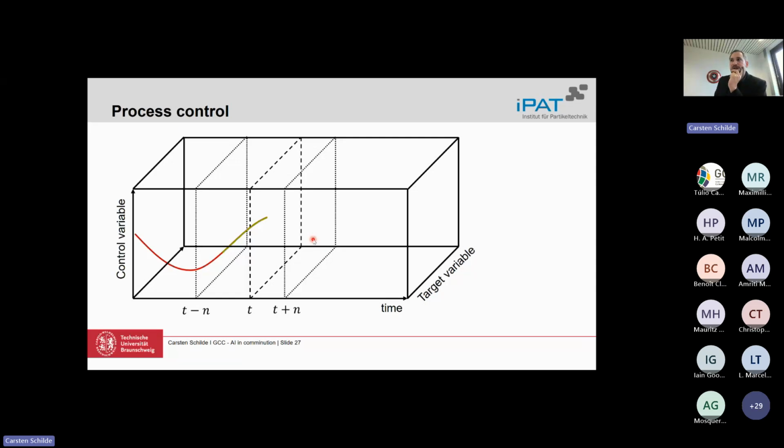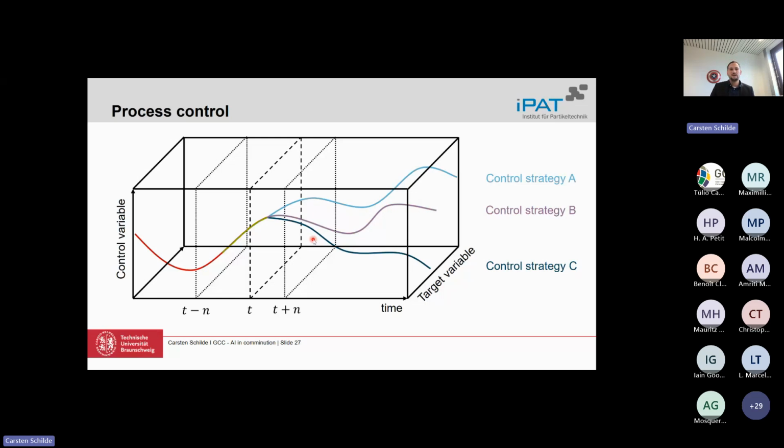Afterwards, we go to our mill, and the idea is now to have a model, like a population balance model, which predicts the whole particle size distribution. And of course, we will have a target value. And to reach this target value, we can apply different control strategies. So there are different ways to get to this point in the future.